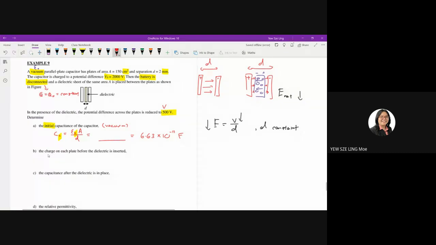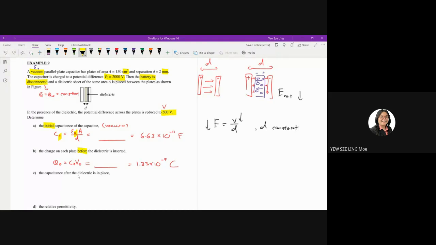And then question B: the charge on each plate before the dielectric is inserted. So you are looking at Q naught. Obviously you're going to use C naught and V naught, the initial values. Plug in the values and you should obtain 1.33 times 10 to the power of -7 coulomb. This one is before the dielectric is inserted.